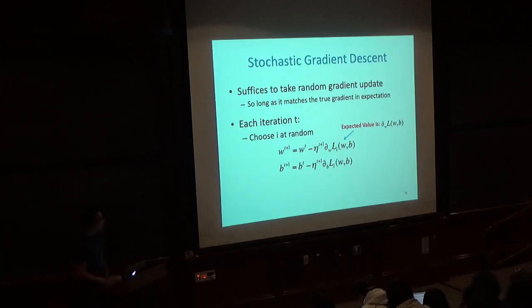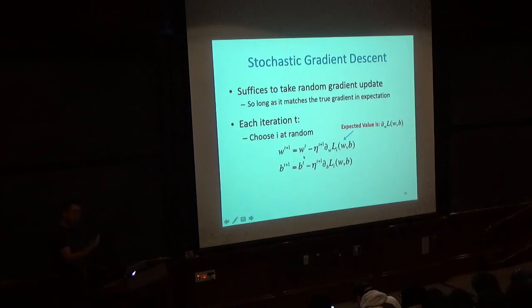So at every iteration t, if our loss function decomposes additively, we treat it as this expectation. We sample one of the losses from our distribution of losses at random, and we do a gradient update. And the expected value of this gradient update is the gradient update of the original loss function, the total loss function. That, in a nutshell, is stochastic gradient descent.